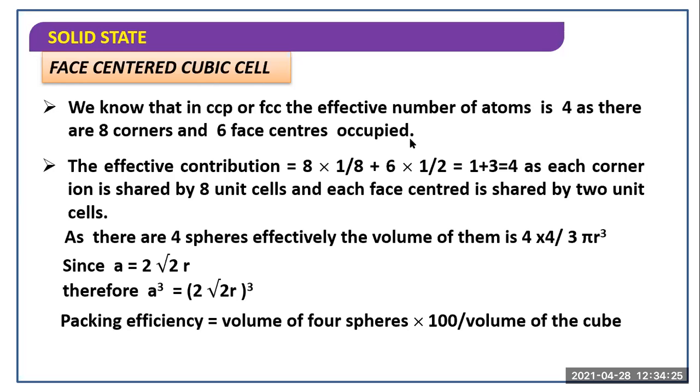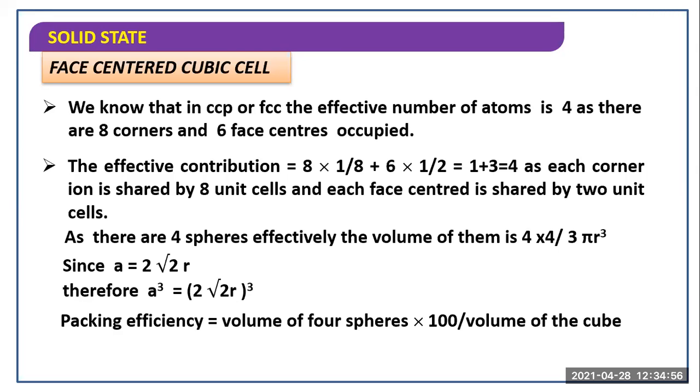And for face center cube, from 8 corners there is 1 atom, and from 6 faces there are 3 atoms. So total 4 atoms are there. So the packing fraction will be 4 into 4/3 pi r cube divided by A cube. And here, what is the relation between A and R? What will be the R?